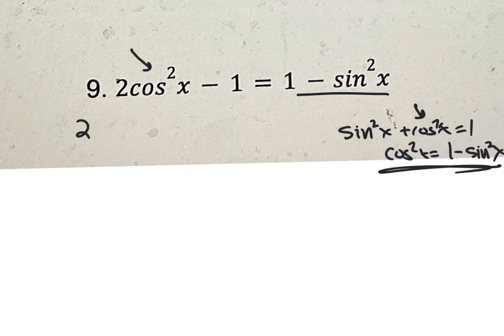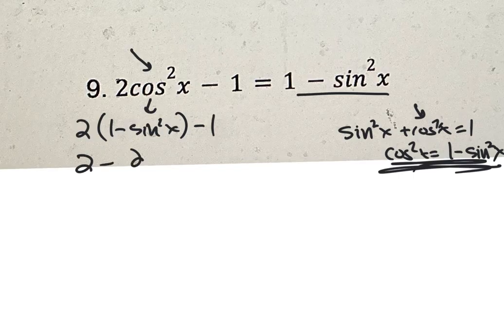Okay, so here's the deal. Cosine squared is 1 minus sine squared. All right, so I'm going to do 2 times 1 minus sine squared minus 1. All I did is I substituted 1 minus sine squared for cosine squared because of this that I did over there. Okay, so now let's distribute the 2. If I distribute the 2, I get 2 minus 2 sine squared x minus 1. All right, 2 minus 1 is 1. Minus 2 sine squared x.